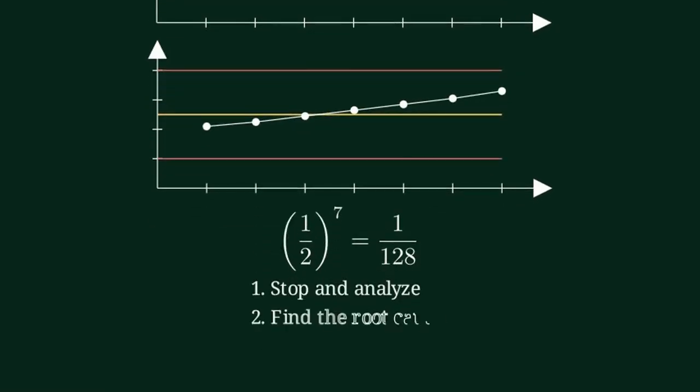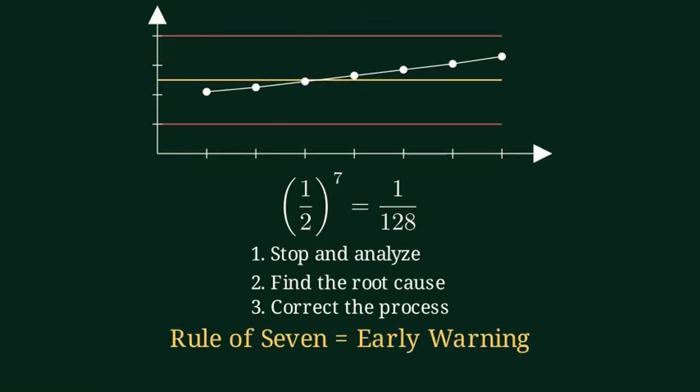When the rule of 7 is triggered, you should stop and analyze, find the root cause, and correct the process. This keeps the process centered and stable. That is the rule of 7 in control charts. It helps us detect hidden shifts and trends before they become big problems.